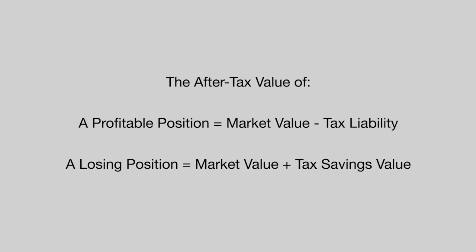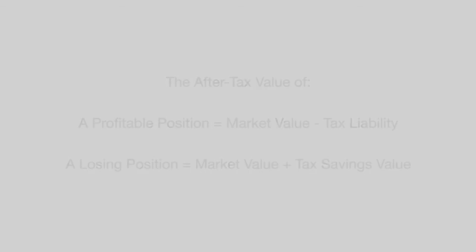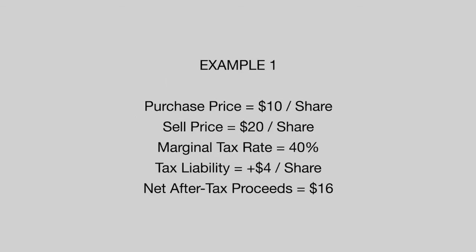Now that you have the definition of tax loss harvesting, we're going to go through an example to help increase your understanding. This example, along with the explanation after, will explain some of the hidden values of tax loss harvesting. Let's use an example of a stock purchased for $10 a share, then sold for $20 a share while in the 40% tax bracket. A $10 profit subject to a 40% tax generates $4 in taxes. Therefore, the after-tax proceeds is the $20 per share market value less the $4 in tax, or rather $16 in after-tax value left for the investor.